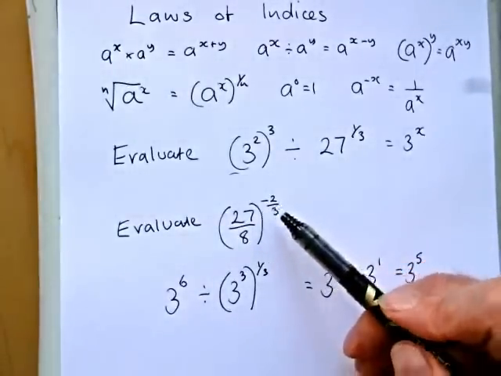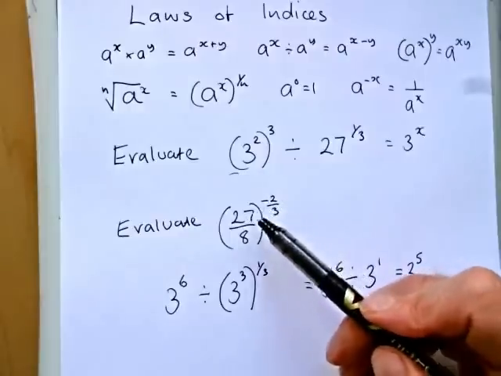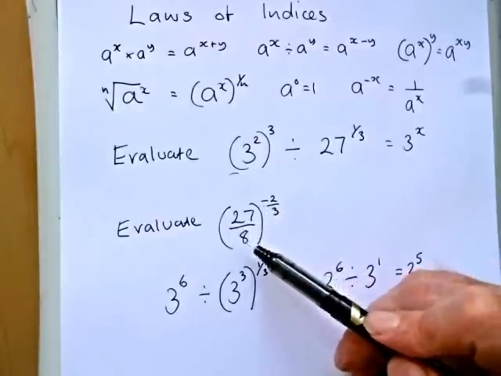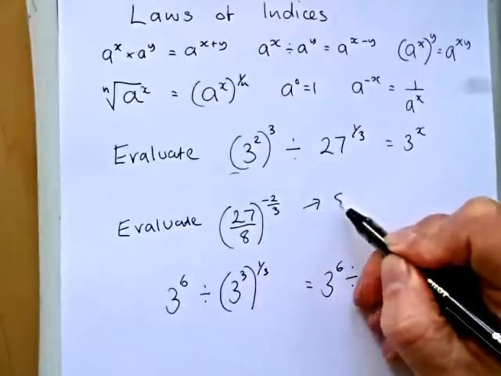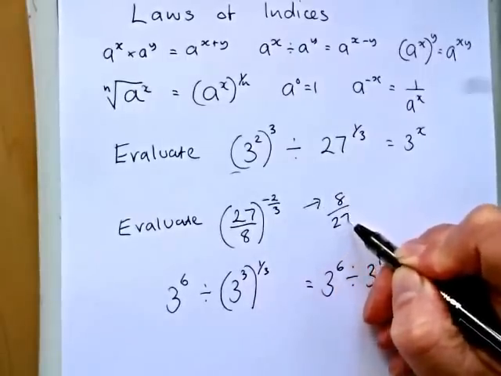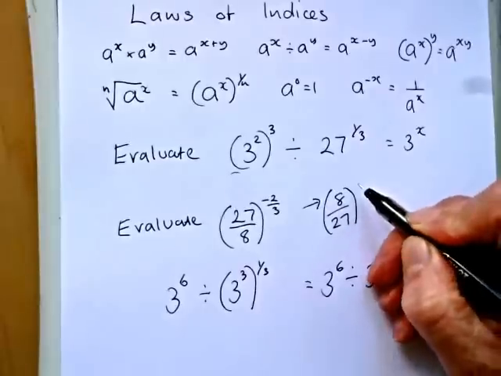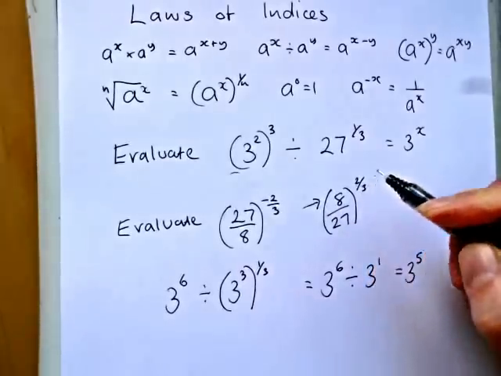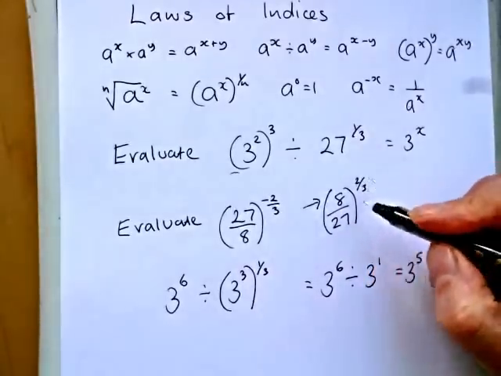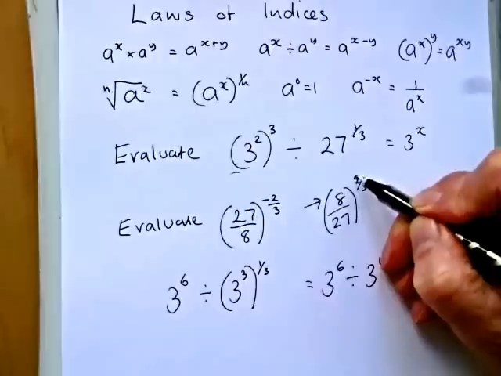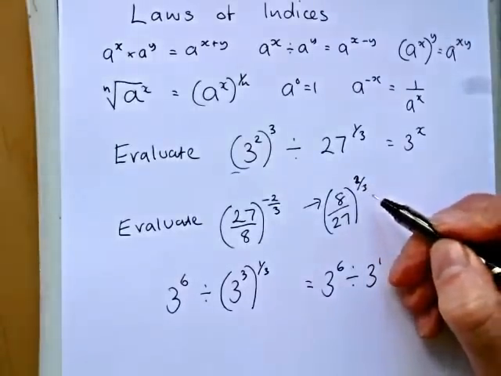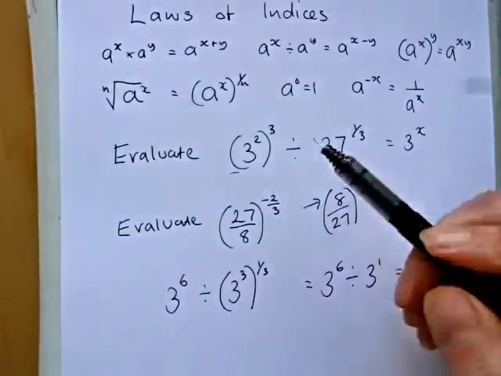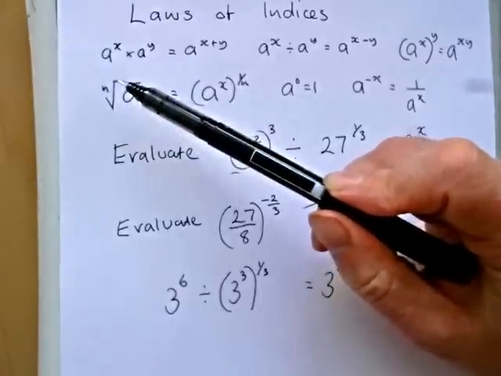If you want to get rid of a negative, and you're applying a negative indice to a fraction, all you need to do is to turn your fraction upside down, and then you can get rid of the negative. You then have got an indice with a fraction. The top part of the fraction will square both these numbers. The bottom part, the third, will cube root. Comes from the formula here.